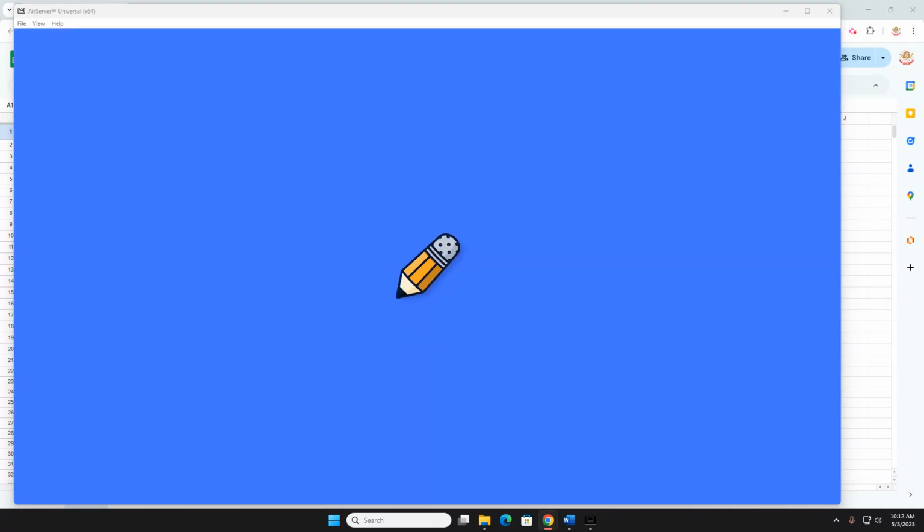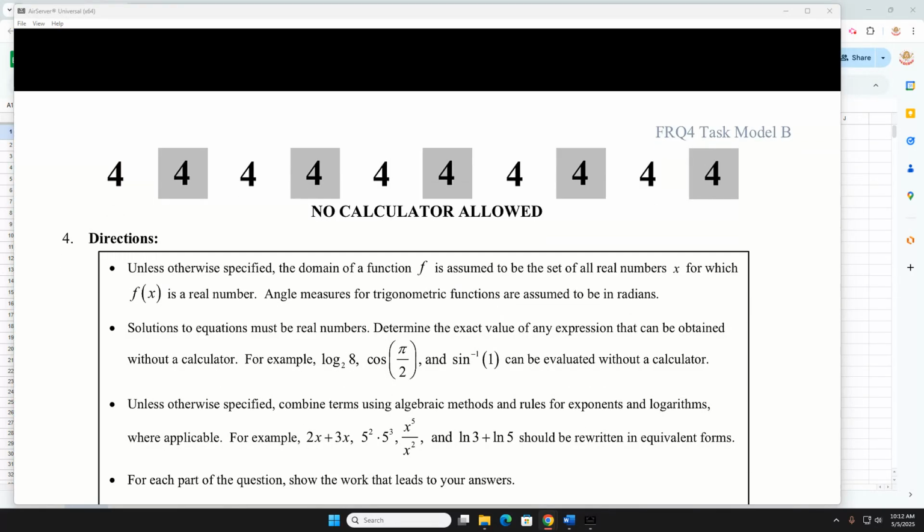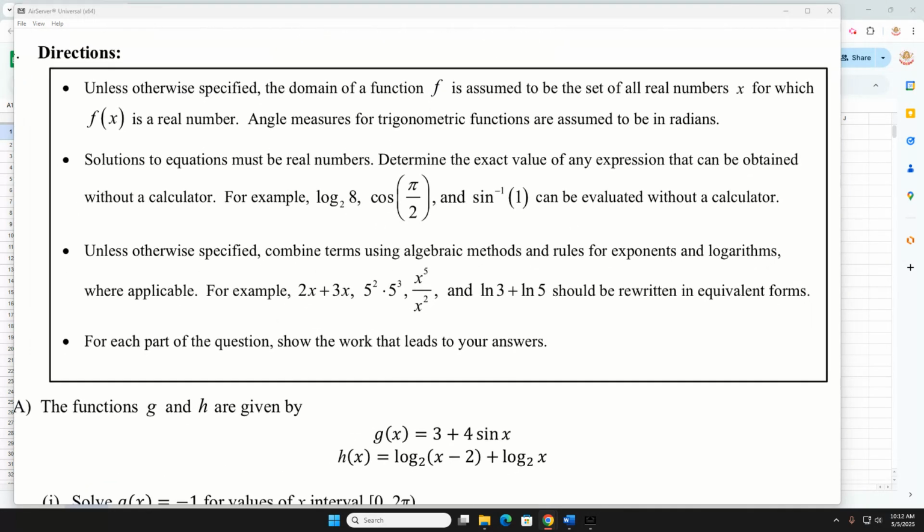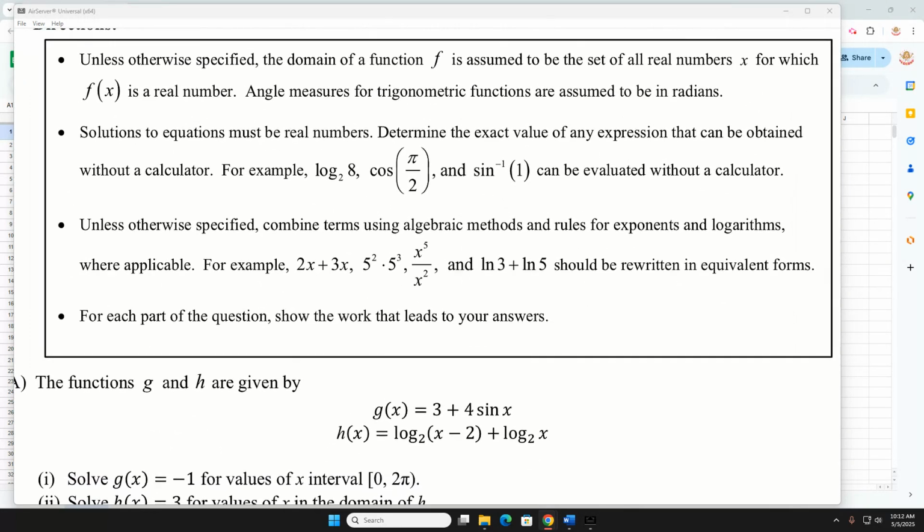Okay, let's look at the other FRQ. All of these questions are going to be different. So there's just so many things I can put on here. I wanted you to see some of all of it before you did it on your own.